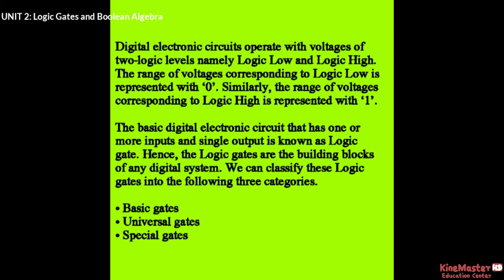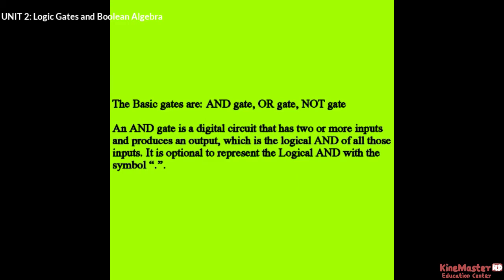The basic digital electronic circuit that has one or more inputs and a single output is known as a logic gate. Hence, the logic gates are the building blocks of any digital system. We can classify these logic gates into the following three categories: basic gates, universal gates, special gates. The basic gates are AND gate, OR gate, and NOT gate.